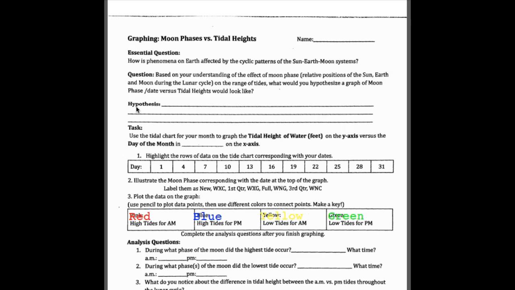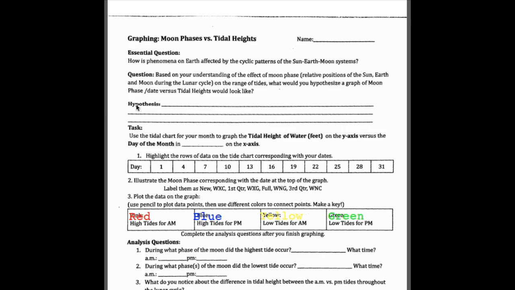Your hypothesis is going to be what you expect a graph of the tides to look like. By that, what I mean is, would you expect, for instance, a spring tide graph to have the most extreme highs and lows? If you did, you might have a hypothesis that says something like, if I were to graph the tides during a new moon or full moon, then I expect the tides to be the most extreme high tides and the most extreme low tides.